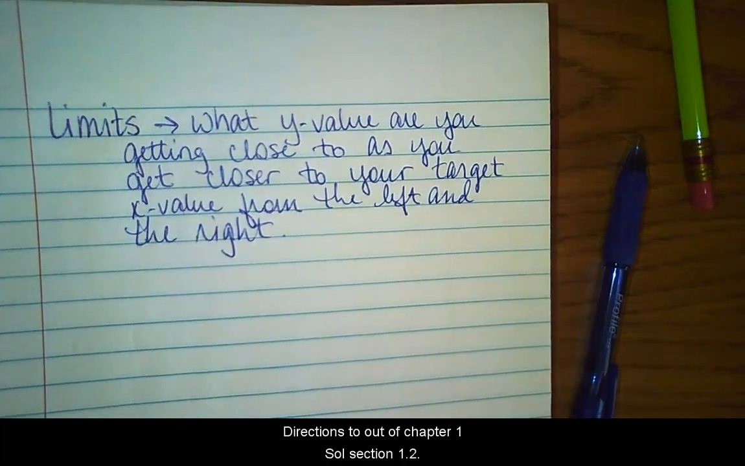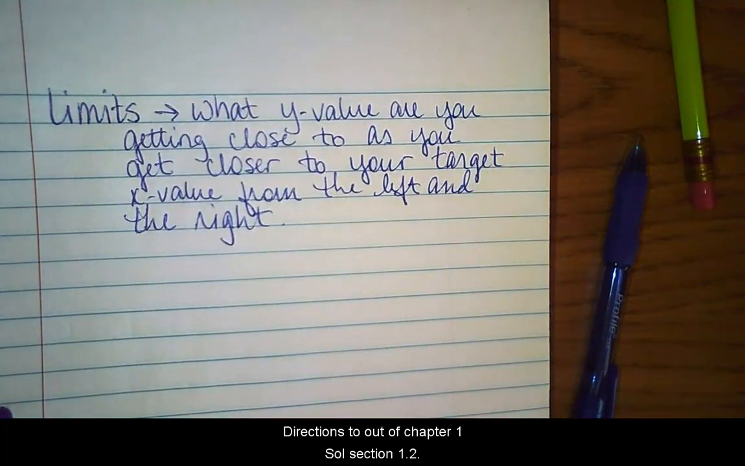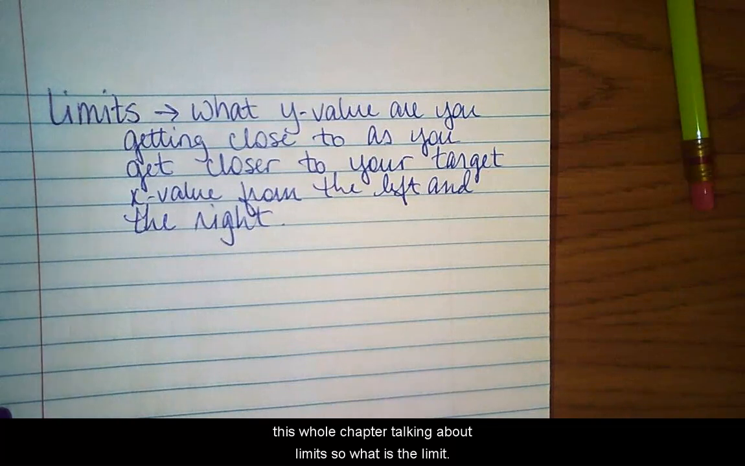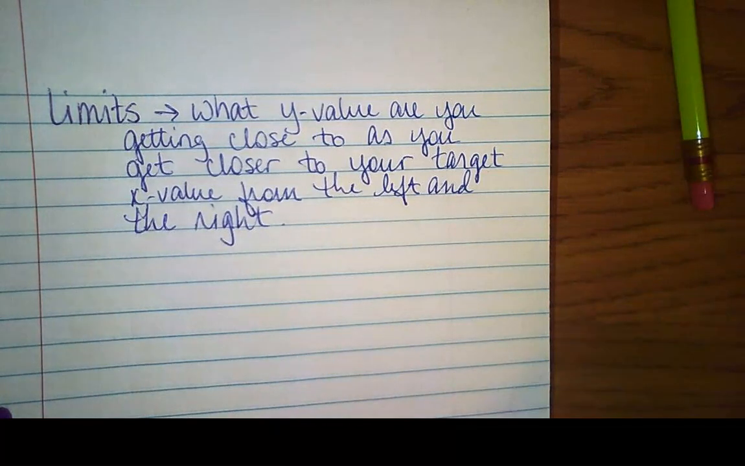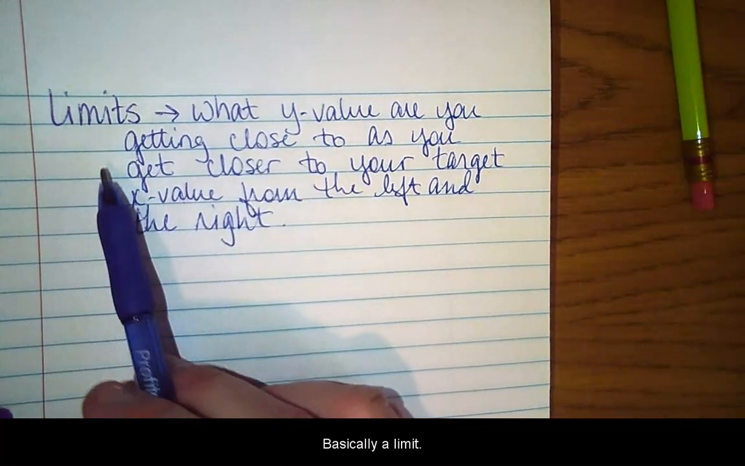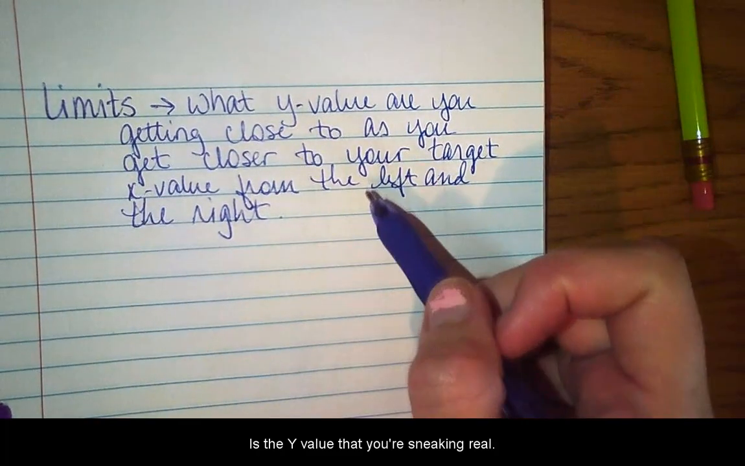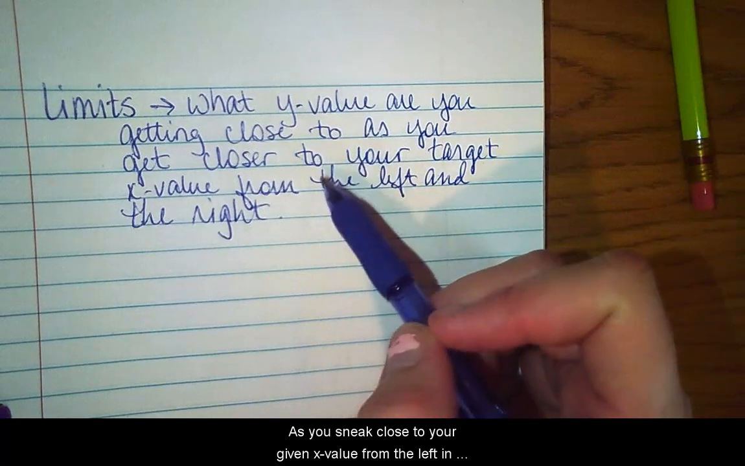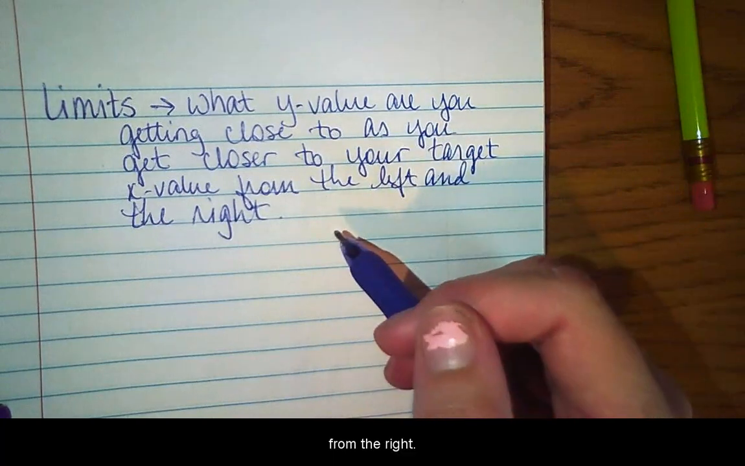For section 2 out of chapter 1, so section 1.2, we're going to talk about limits, and we're actually going to finish out this whole chapter talking about limits. So what is a limit? Basically, a limit is the y value that you're sneaking really close to as you sneak close to your given x value from the left and from the right.